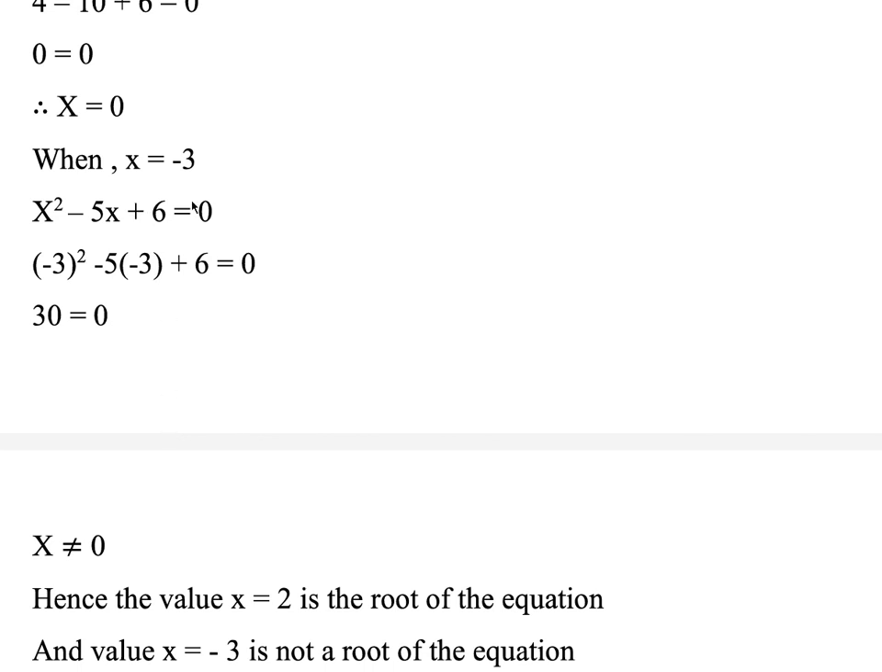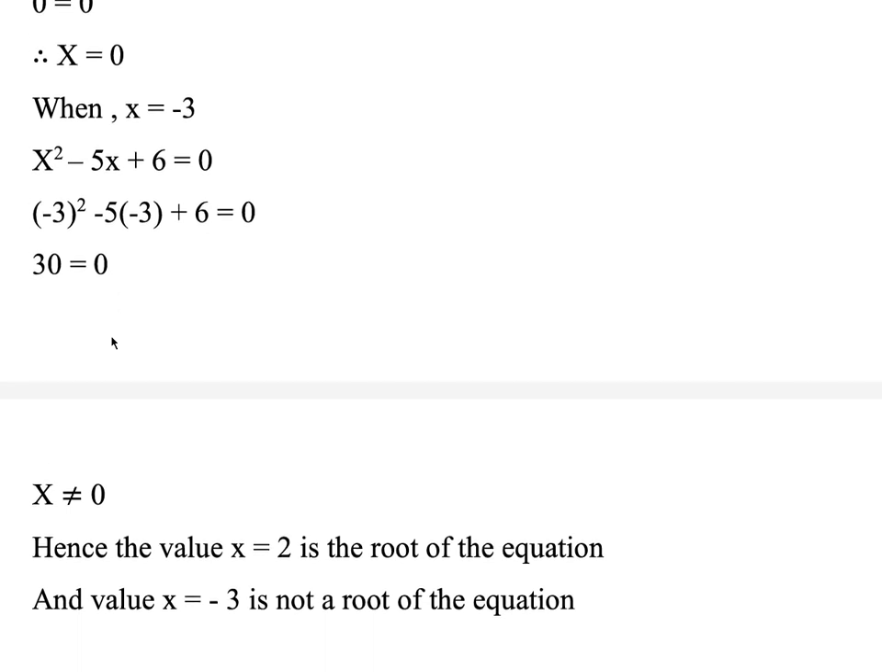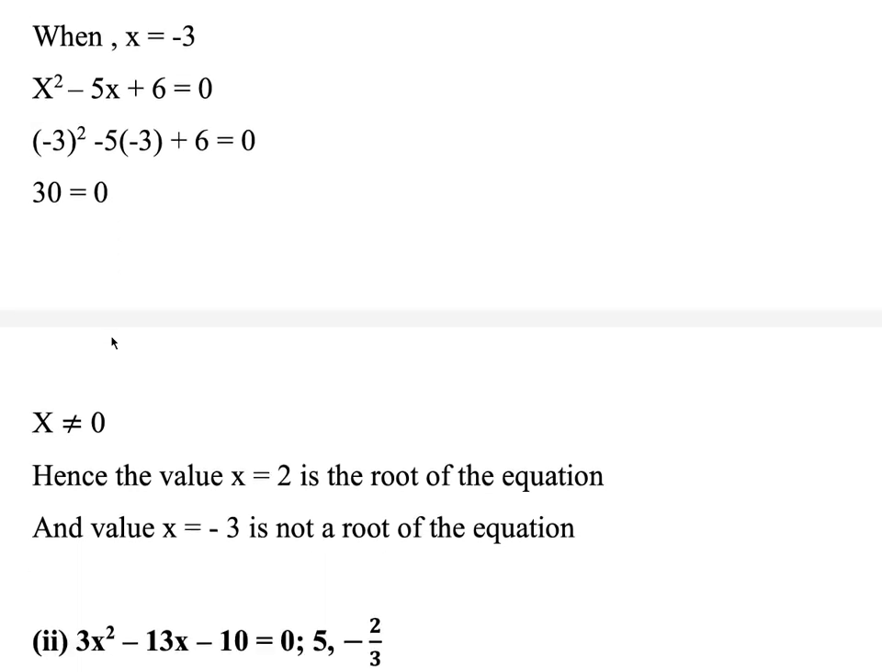Now put x is equal to minus 3. So minus 3 square minus 5 into minus 3 plus 6, that comes to 30, not equal to 0. So we can say that x is equal to minus 3 is not a root of the equation.